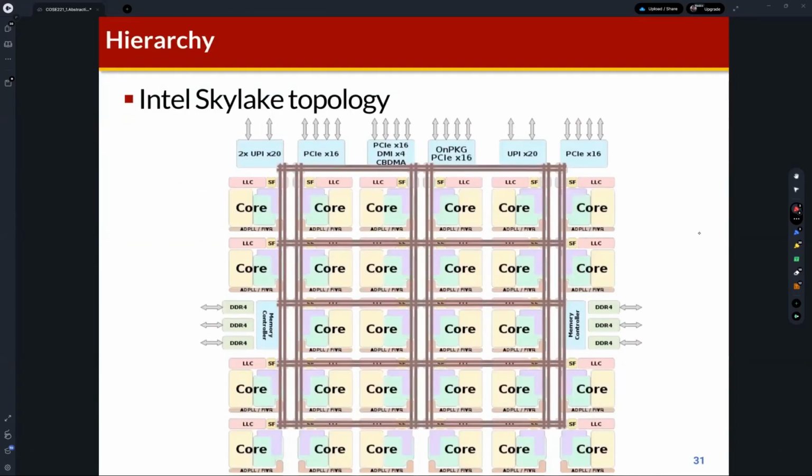So let's see the hierarchy concept of a digital system. This figure shows a sky-like topology. It's also the server architecture. What can you observe in this figure?